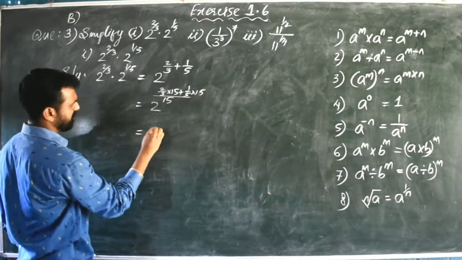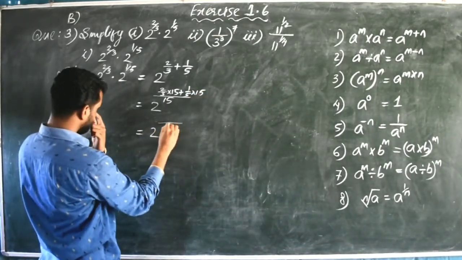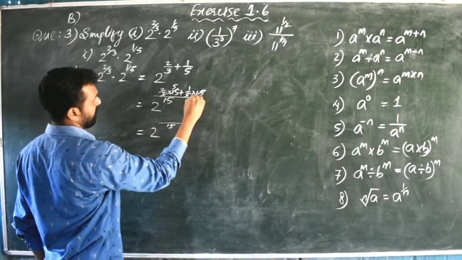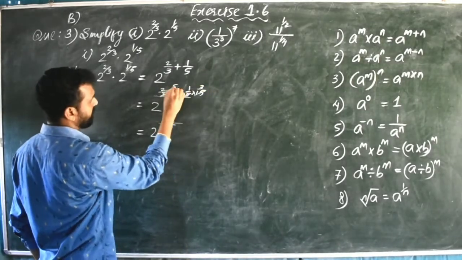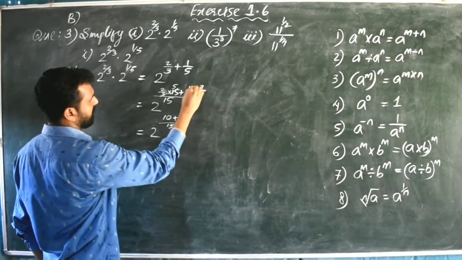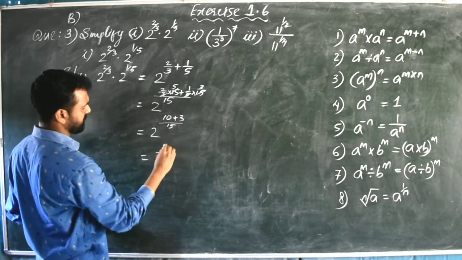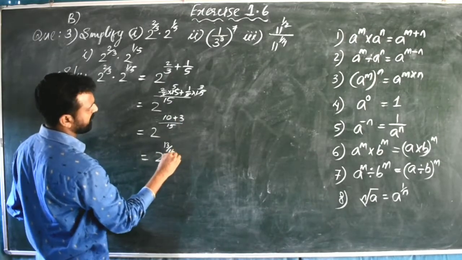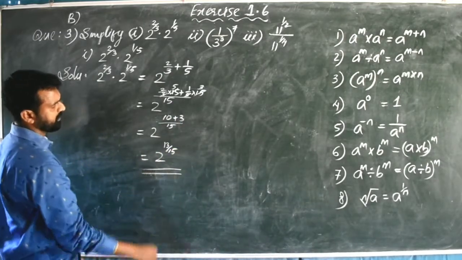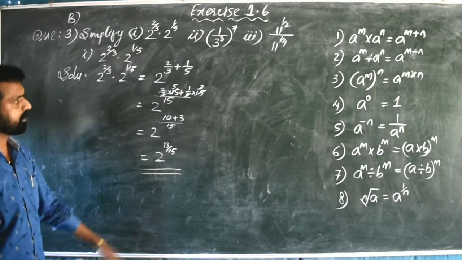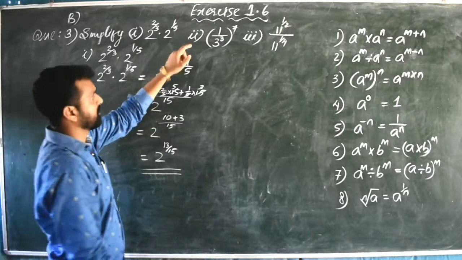That is equal to 2 raised to, 15 LCM. 15 by 3, 3 5s are 15. 15 by 5, 3. 2 5s are 10 plus 3 1s are 3. That is equal to 2 raised to 10 plus 3, that is 13 divided by 15. 2 raised to 13 divided by 15. That is the answer. Again we cannot solve it, so we will write it as it is. Now question number 2 you see.